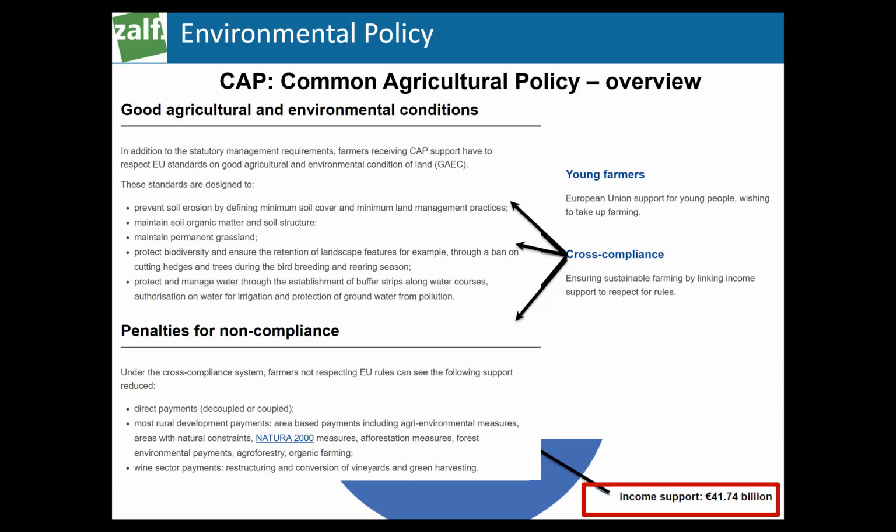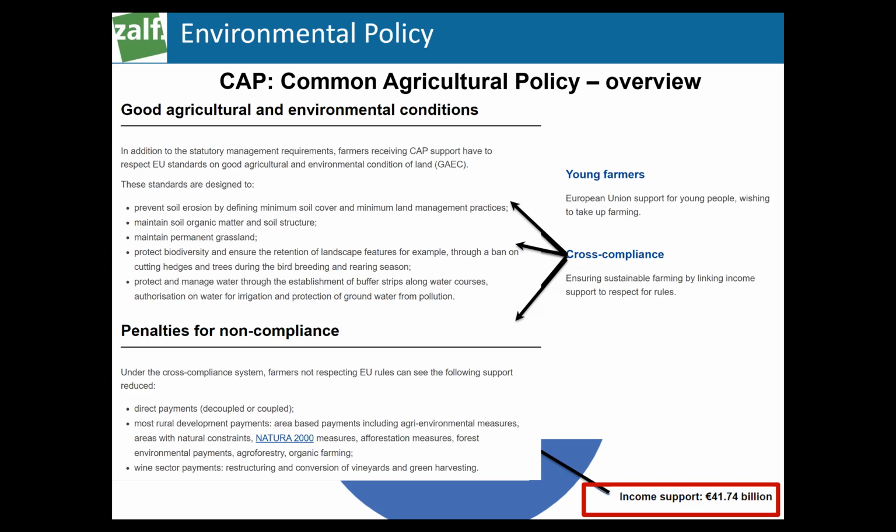And we have the agriculture environmental conditions in the cross-compliance. This means the standards, and we have heard the standards already. That is to prevent soil erosion, maintain soil organic matter, maintain permanent grassland, protect biodiversity, and protect and manage water. You have certain guidelines and rules you have to comply with as a standard. And if you don't comply with those as a farmer, you do not receive your premiums, no?